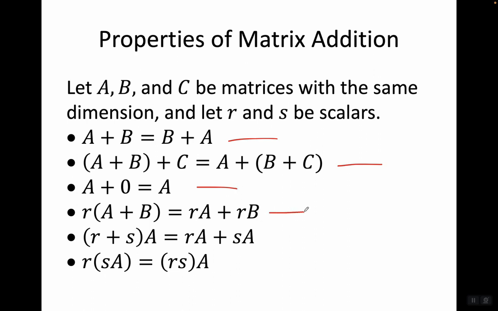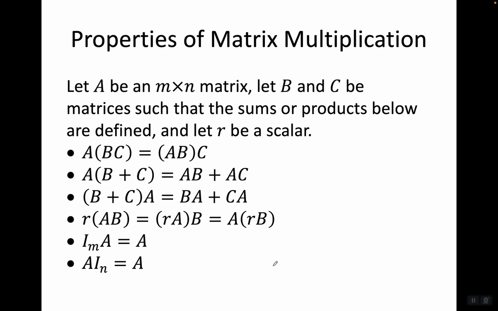You multiply A plus B by a scalar. It's the same as multiplying each of those by a scalar and then adding. Okay, (R plus S) times A is RA plus SA, and R times SA is RS times A. Similarly, we have properties of matrix multiplication. Let A be an m by n matrix, and let B and C be matrices such that the sums or products below are defined, and let R be a scalar.